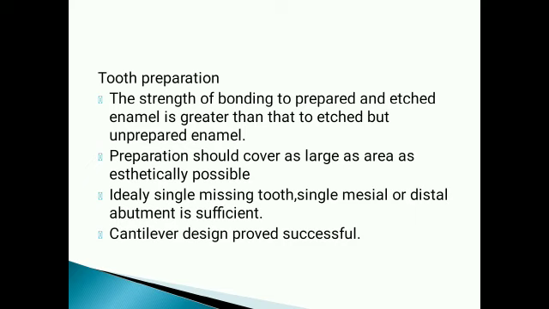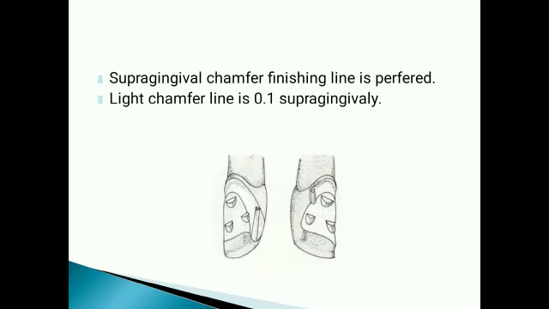It is difficult to achieve good retention with minimal tooth preparation. Sometimes a removable appliance may be sufficient, but the provisional restoration should stabilize the abutment. Significant and rapid migration and supraeruption of the abutment teeth can occur, more often seen in younger patients. Here, a supragingival chamfer, a light chamfer line, is placed 0.1 mm supragingivally.